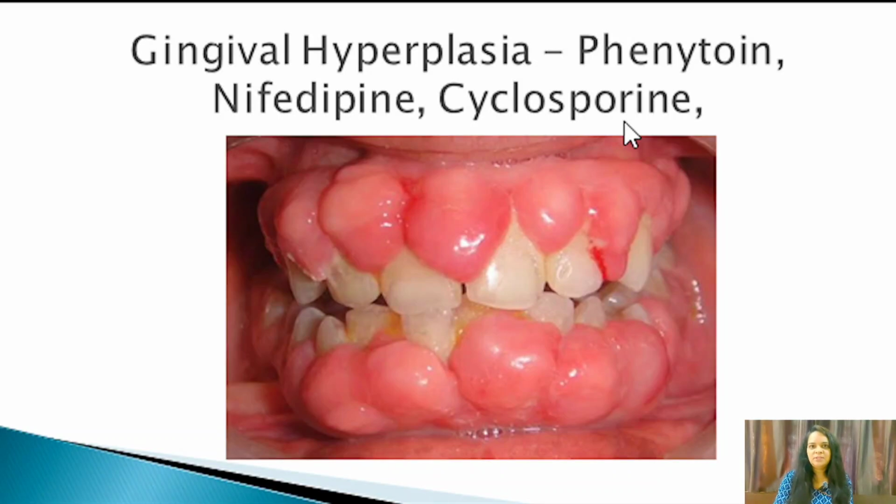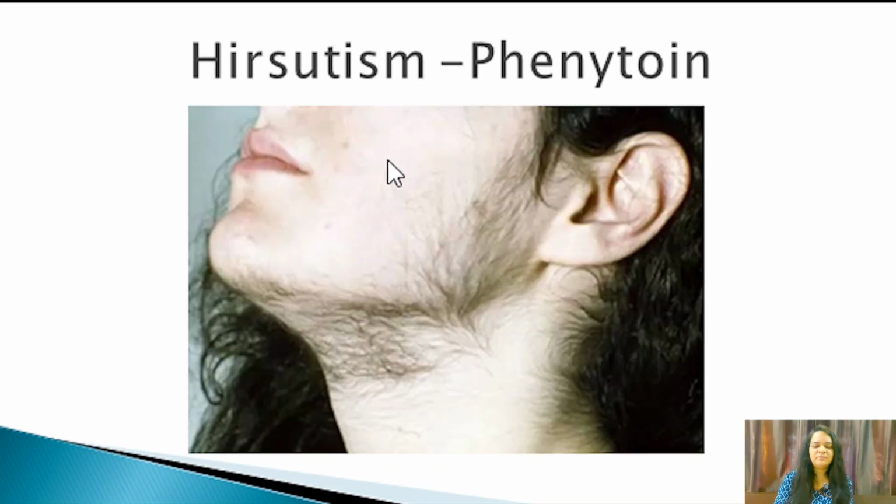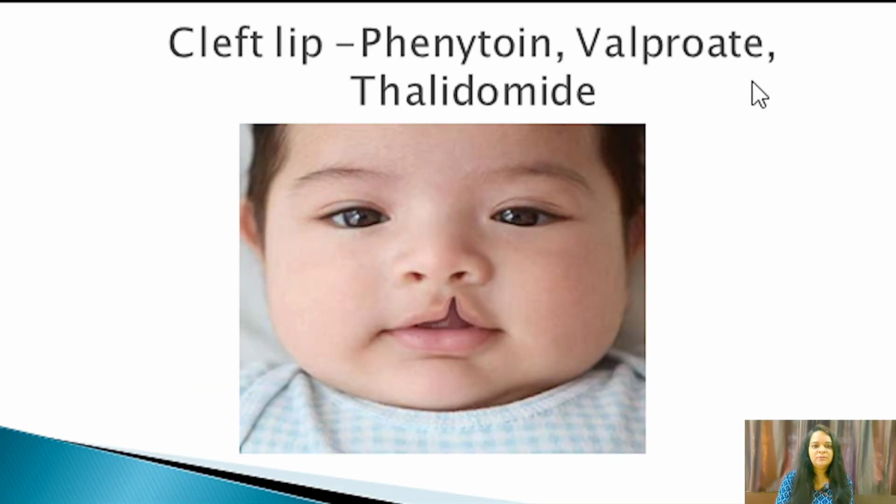First is gingival hyperplasia. You can see here in the figure that it is caused by phenytoin, nifedipine and cyclosporine. So this can be asked in the form of an MCQ. Next is hirsutism that you can see in this image, and that is caused by phenytoin. This can also be asked in the form of an MCQ. Cleft lip you can see in the image is caused by phenytoin, valproate and thalidomide. So these three drugs can be there in the options in the form of an MCQ. Remember, cleft lip is caused by phenytoin, valproate and thalidomide.